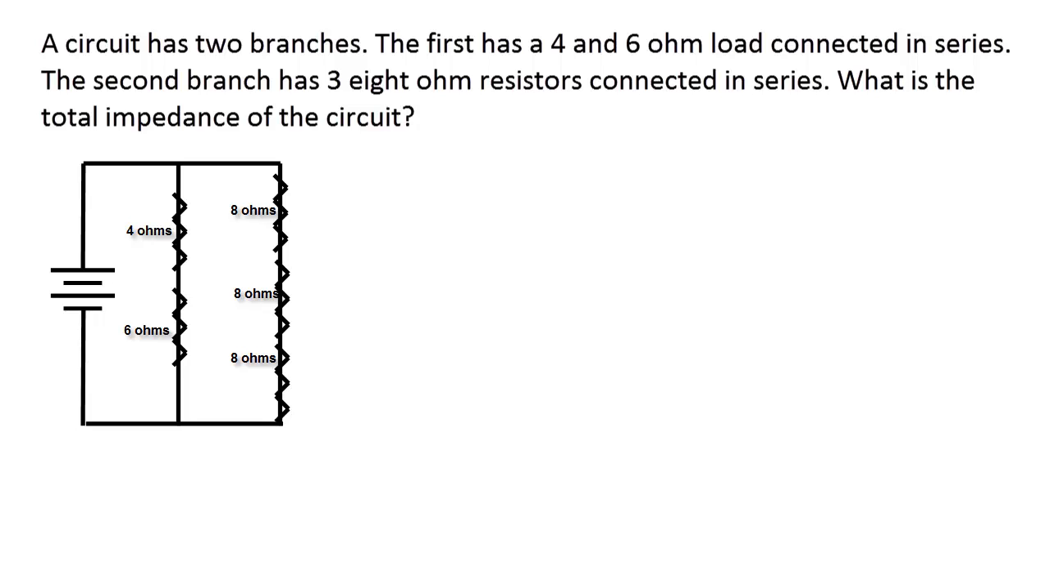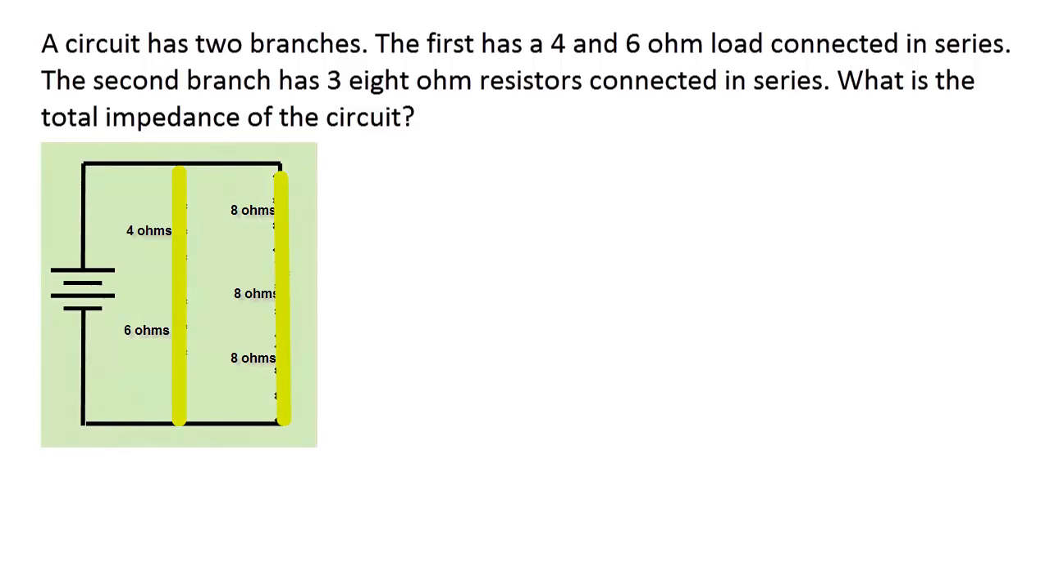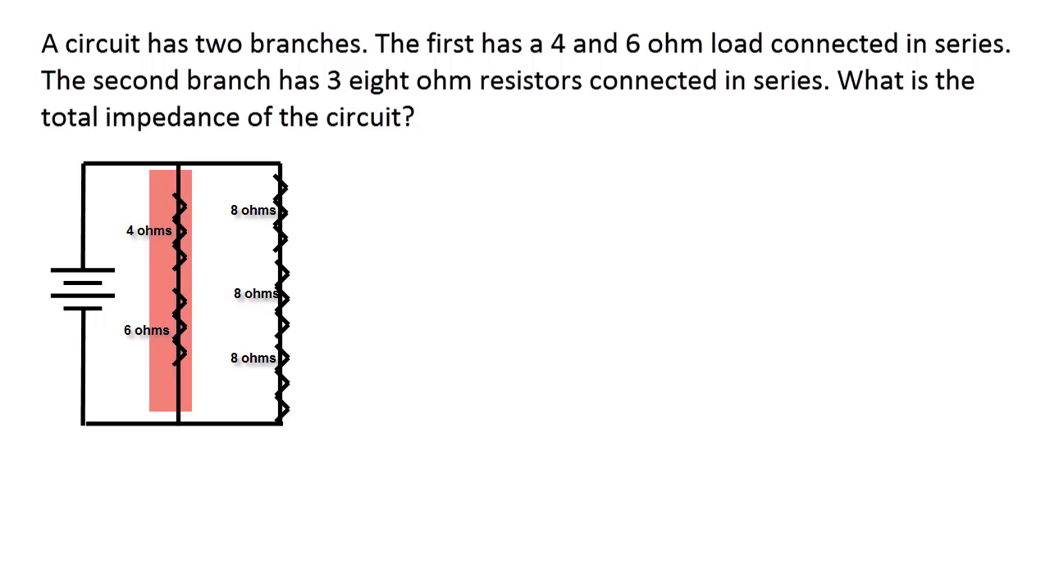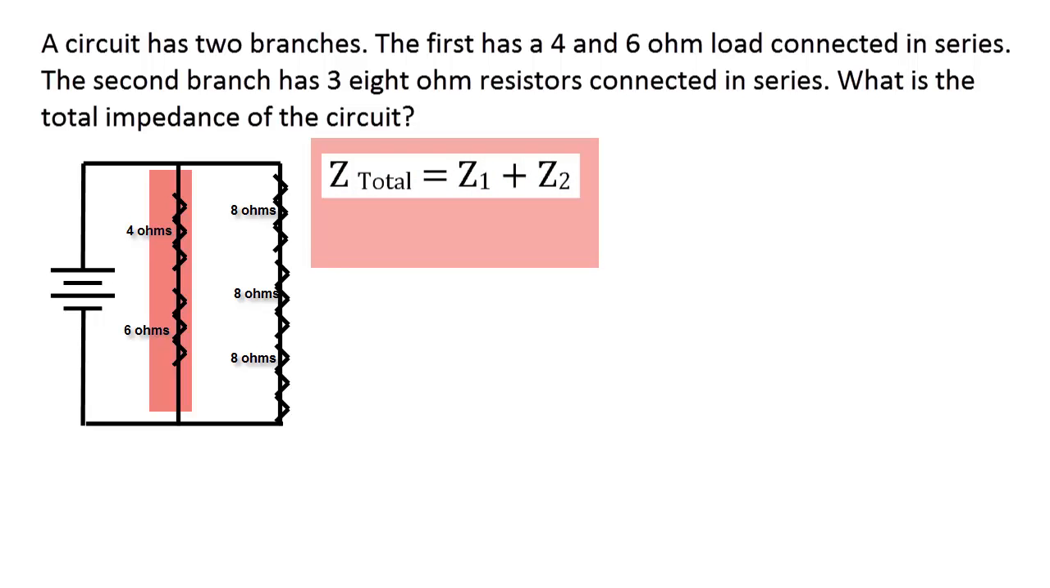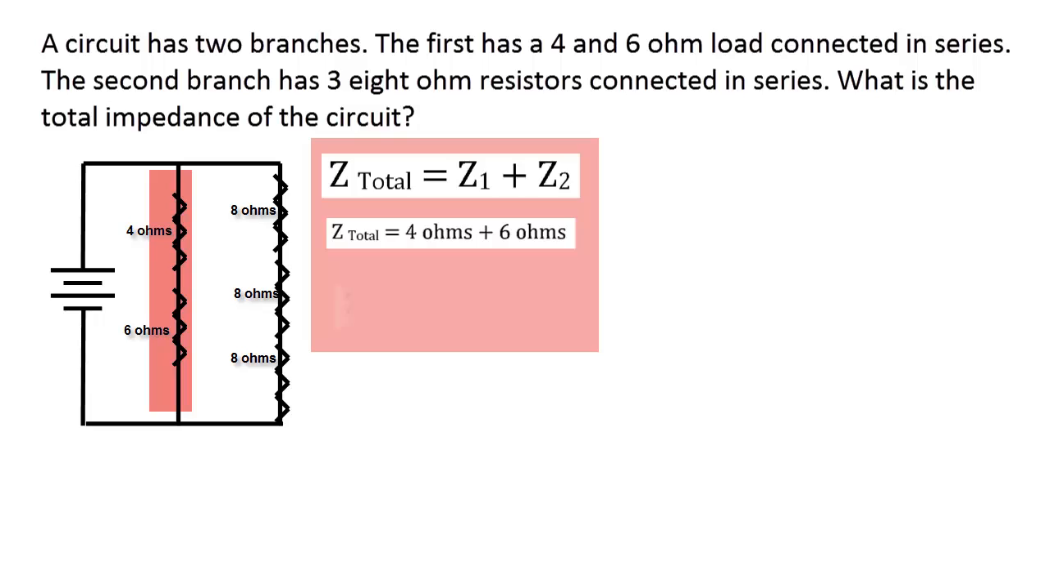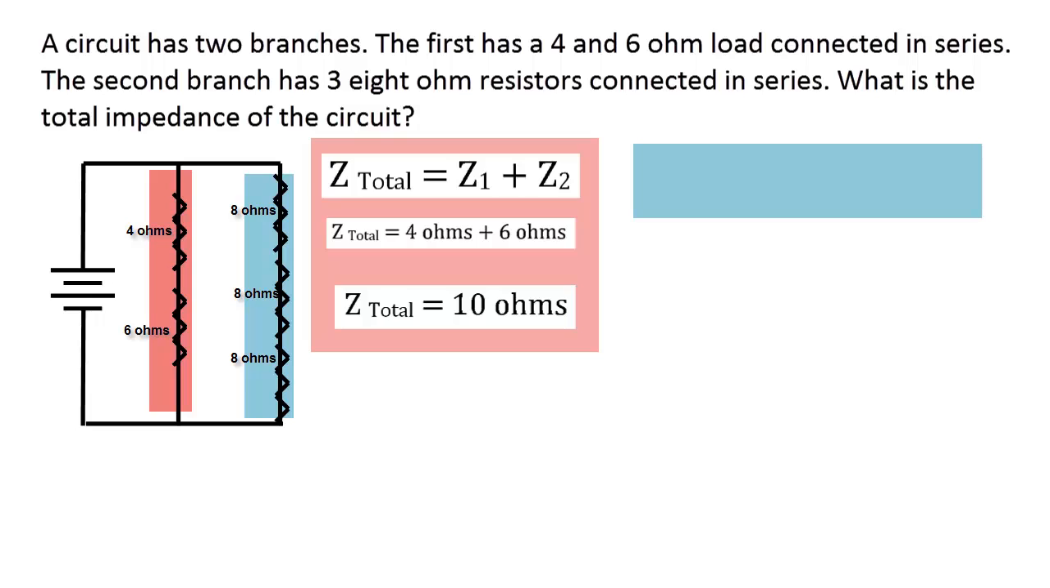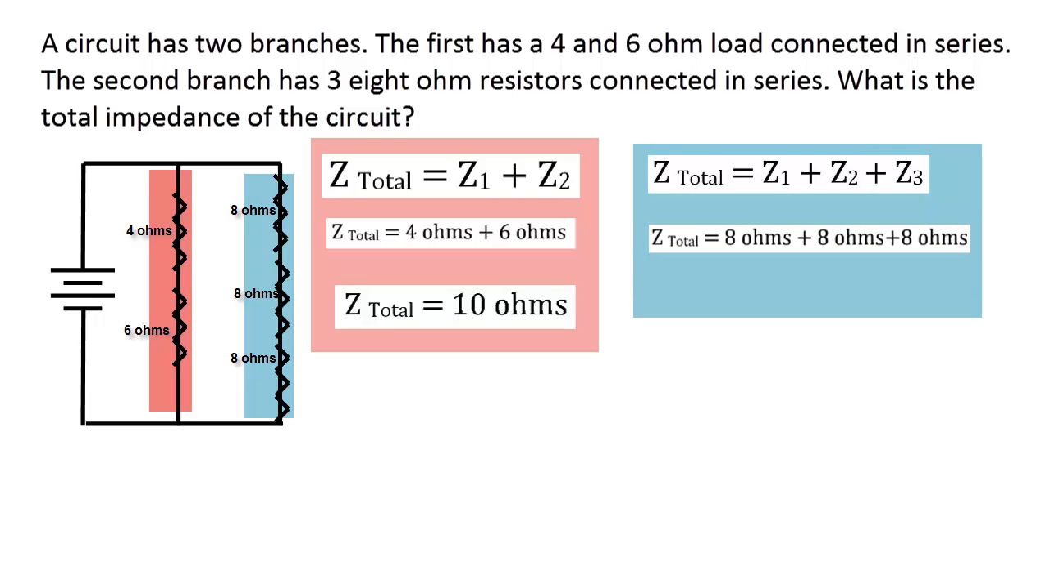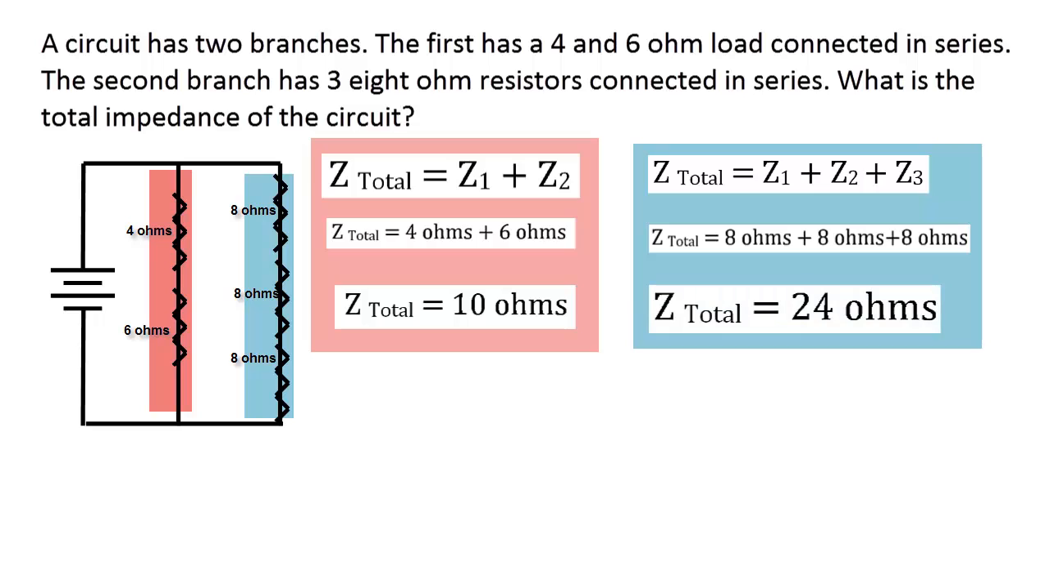To solve a combination circuit, you have to identify the series and parallel constructions within it. In my diagram, I see two series circuits within my overall parallel structure. So my first step will be to add up the series circuits, and my second step will be to add up the branches of the parallel one. For the first branch, I add up 4 and 6 ohms for a net impedance of 10 ohms on that branch. On the second branch, I add up three 8 ohm resistors for a net impedance of 24 ohms.